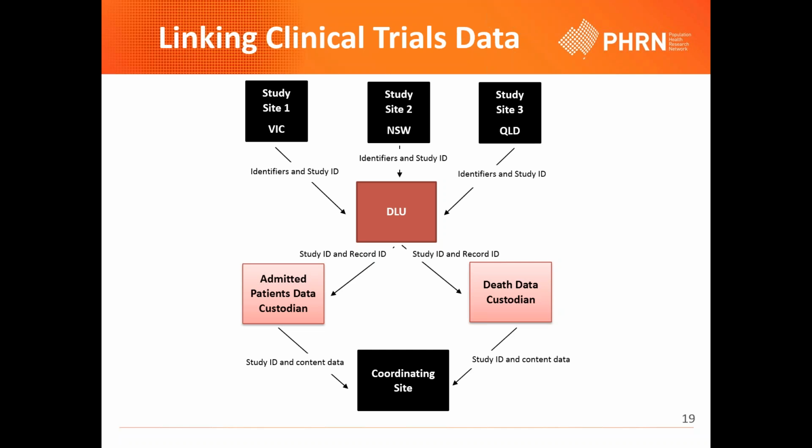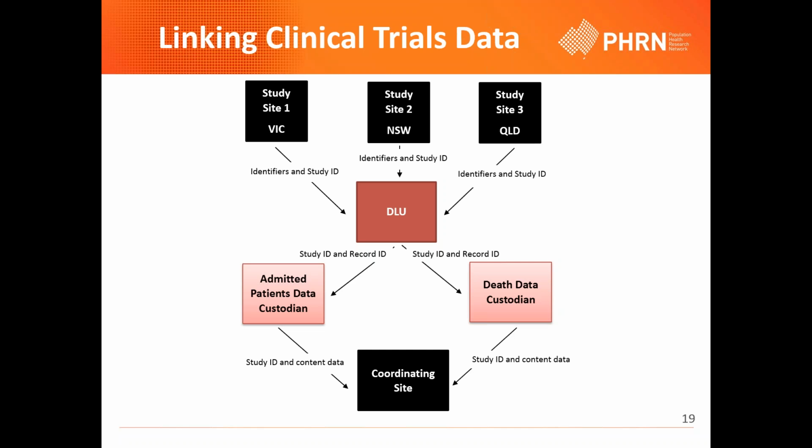So in this example, we've got a multi-site study which has study sites in Victoria, New South Wales and Queensland. And there are permutations and combinations of different ways you could do it, but this is just an example. Each study site would send the identifiers, name, address, date of birth, and a unique study ID for that person to the data linkage unit that's going to do the linkage.